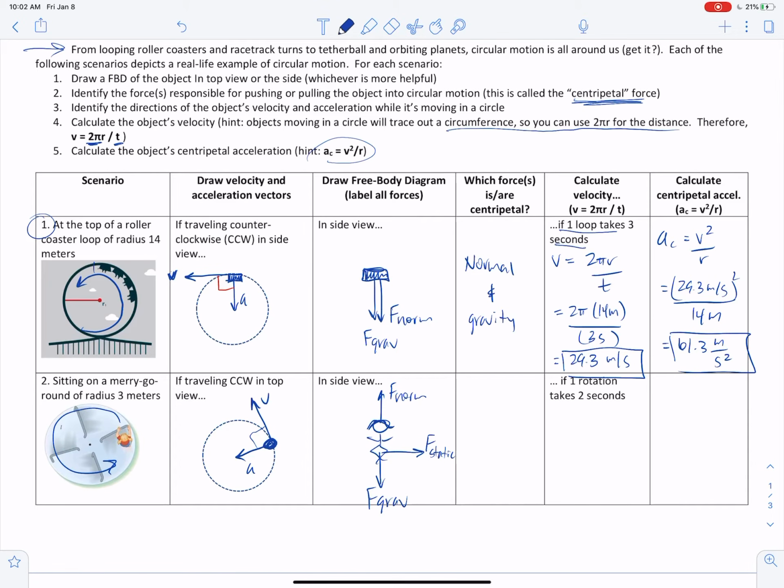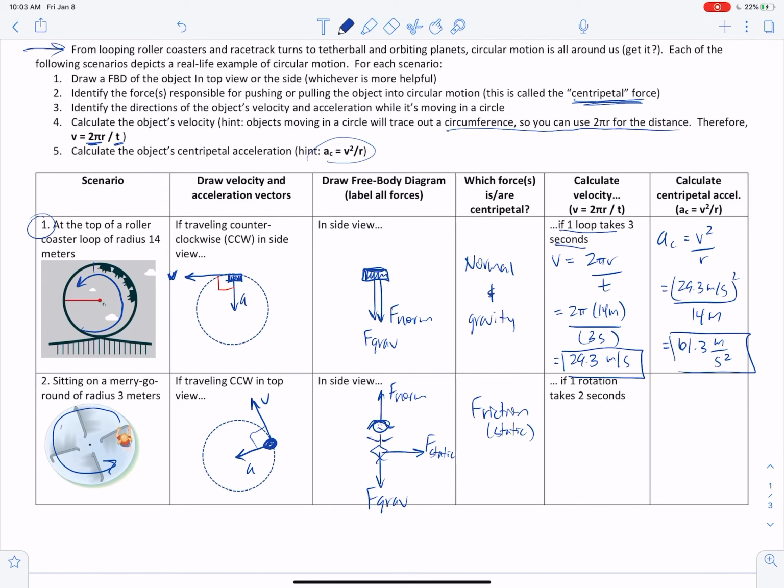As a reminder, static friction is friction while gripping. Kinetic friction is friction while sliding. So static friction is holding this girl onto the platform and actually causing her to turn. So which force is the centripetal force? It's this friction. And again, I mentioned it's specifically static friction.